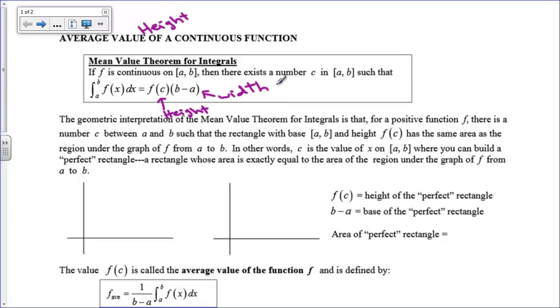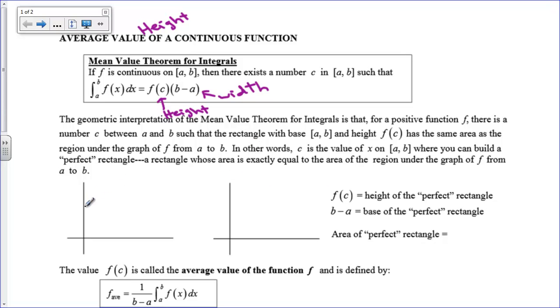What we are saying here geometrically is that we can turn any curve, as long as it's continuous, into a rectangle. And there's this miraculous, perfect little place, some c value in between a and b, where we can go up to the curve, make a rectangle, and that rectangle would have the exact same area as what's underneath our previous curve. So that's what all of this says.